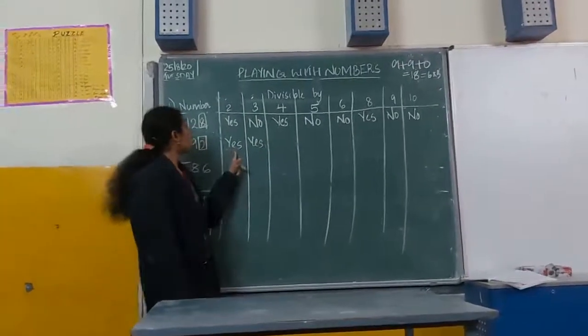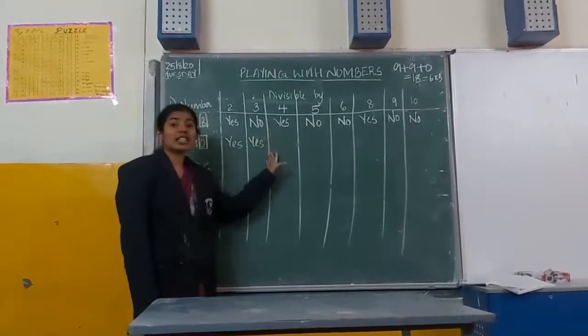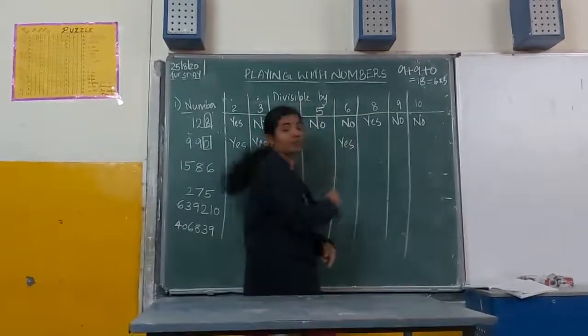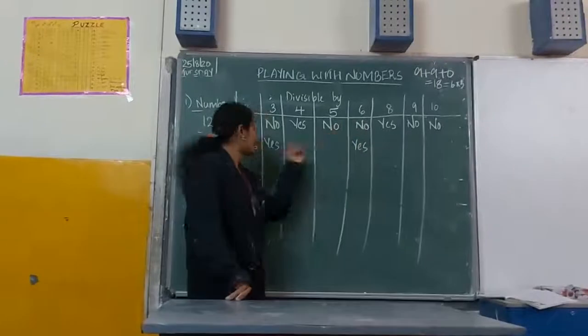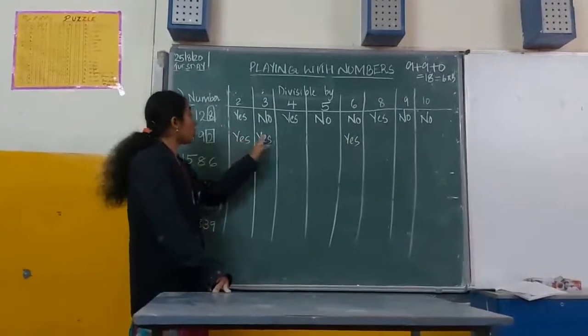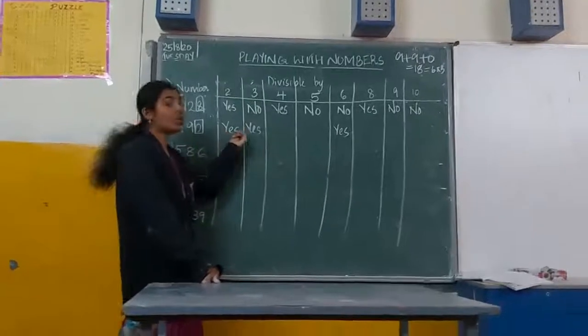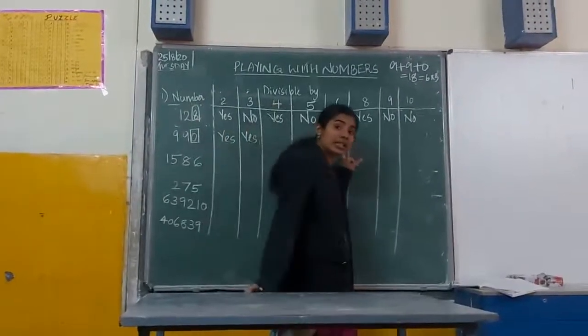Now you see, if a number is divisible by both 2 and 3, then we can say the number is divisible by 6. So how to check the divisibility by 6? If the number is divisible by 2 and 3. Here you can see the number is divisible by 2 and 3 both. So we can say that is divisible by 6.